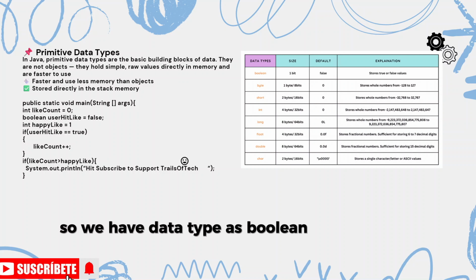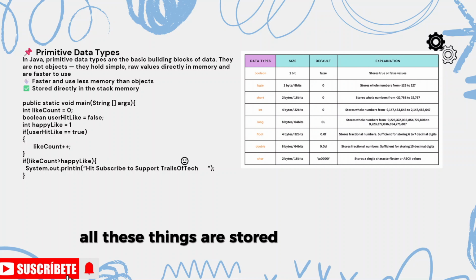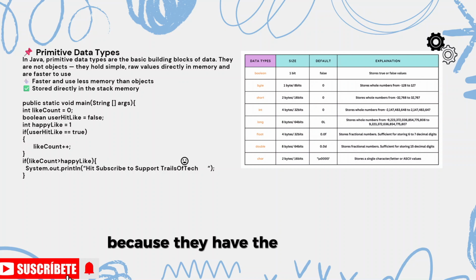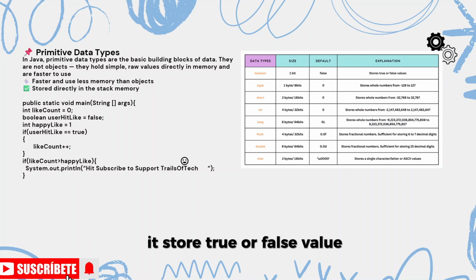So we have the data type boolean, which has a size of 1 bit. Boolean always takes 1 bit in size. That's why all these are stored in stack memory, because they have a constant size. And the default value of boolean is false. It stores a true or false value, right?